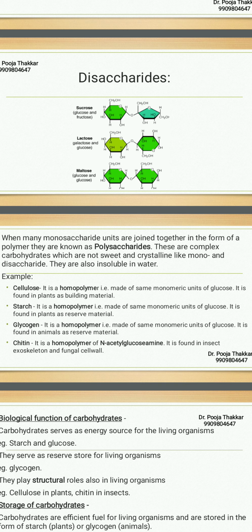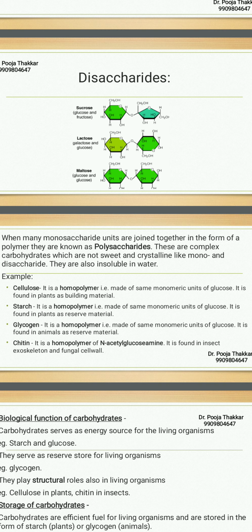The third and the most important example is glycogen. So glycogen is also a homopolymer made up of the same monomeric units called glucose, and they are found in the animal cell as the food reserve. Likewise, in the plant we have the food reserve material in the form of starch, and in animals it is in the format of glycogen.